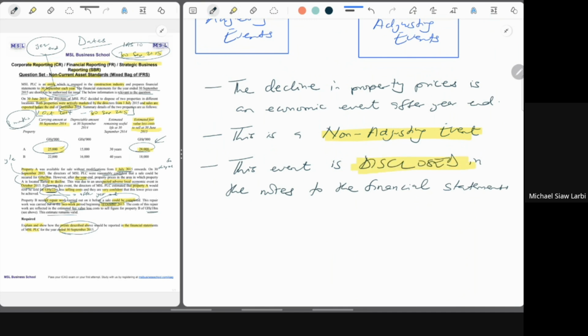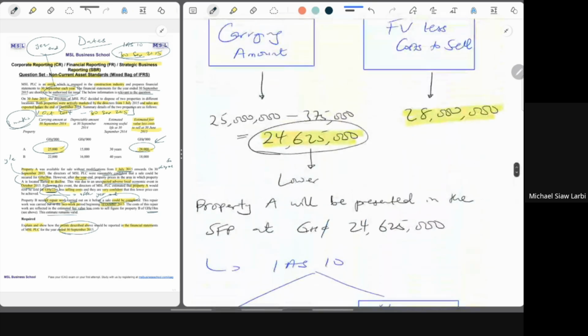Please remember, this decline in value will not be recognized, right? Very important to touch on this. Many candidates will just end here, with the lower of carrying amount and fair value less cost to sell being 24,625. But mention the fact that the decline in prices came after year end. So if anything, it should be an event after the reporting period that is non-adjusting. You need to touch on that if you want to score the full marks, right? So that should do it for property A.